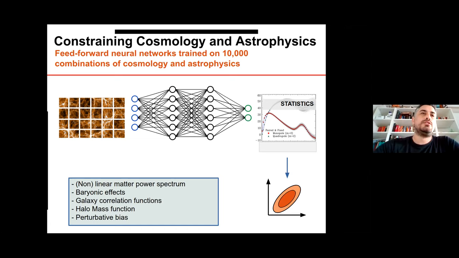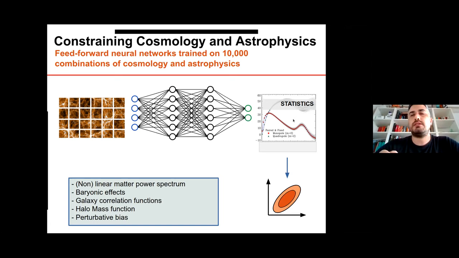neural networks. The basic idea that we're following is that we take our parameter space, maybe omega matter, sigma 8, star formation efficiency, and the extent of gas ejection, and we pre-compute these results on a grid of roughly 10,000 points, and then we use those to train a neural network so it can learn how to make predictions for any specific statistic, for instance, the correlation function.